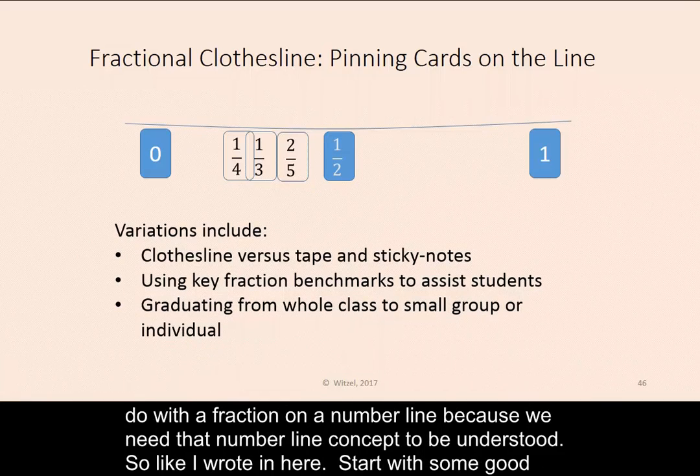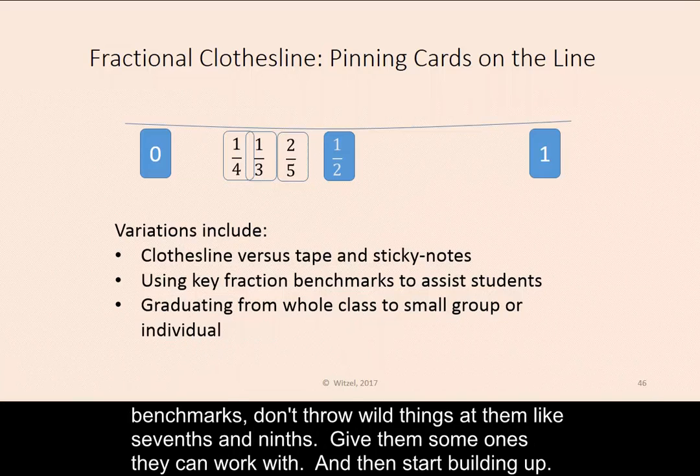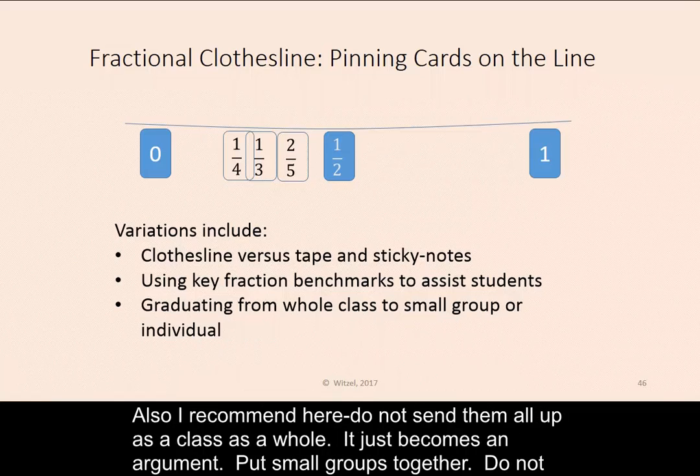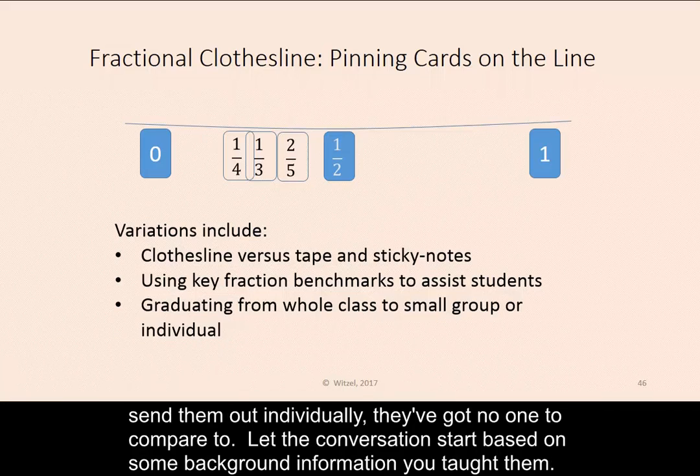So like I wrote in here, start out with some good benchmarks. Don't throw wild things at them like sevenths and ninths. Give them some ones they can work with, and then start building up. Also, I recommend here, do not send them all out as a class as a whole. It just becomes an argument. Put small groups together. Do not send them out individually. They've got no one to compare to. Let the conversation start based on some background information you taught them.